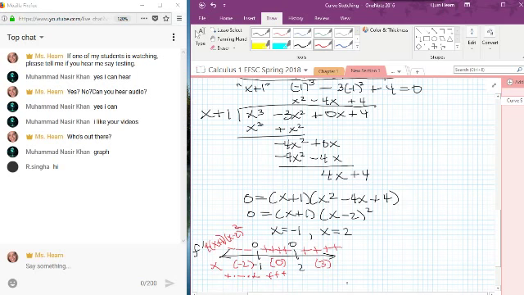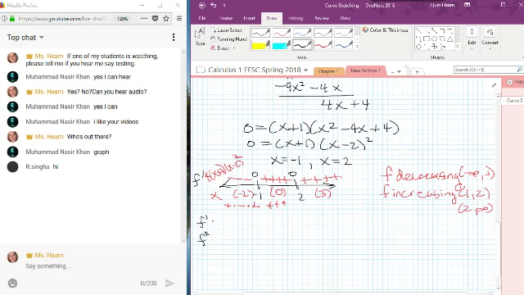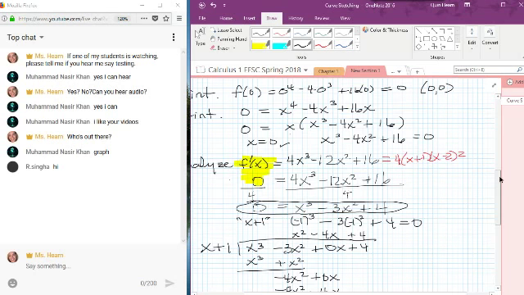Okay, so what we see is that the first derivative is telling us that function f is decreasing on the interval from negative infinity to negative 1. And then it's increasing. Let me scoot this up a bit here. F is increasing.